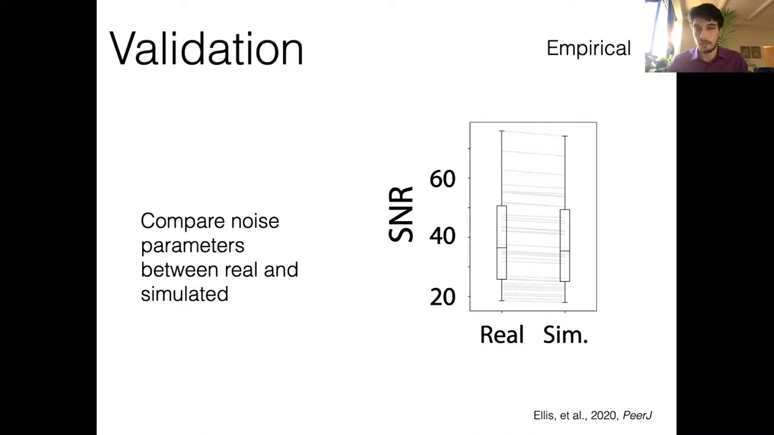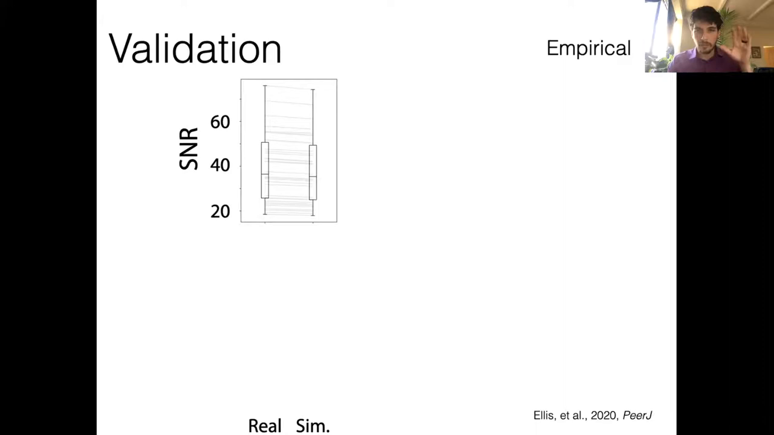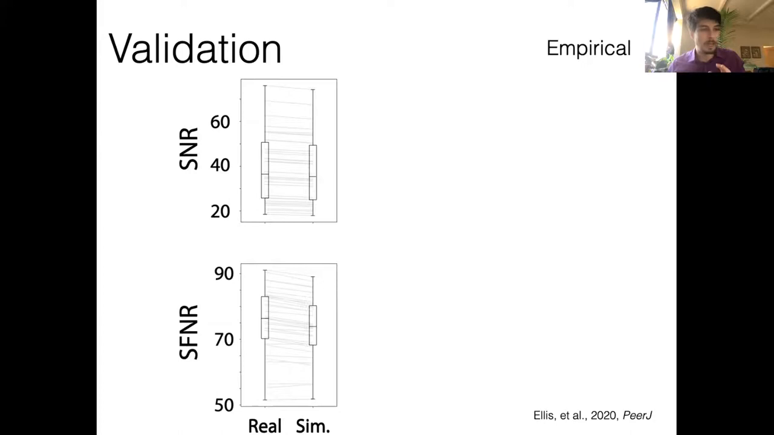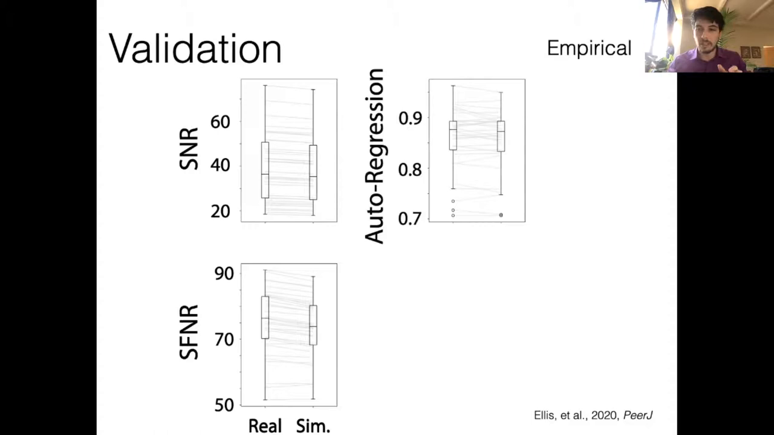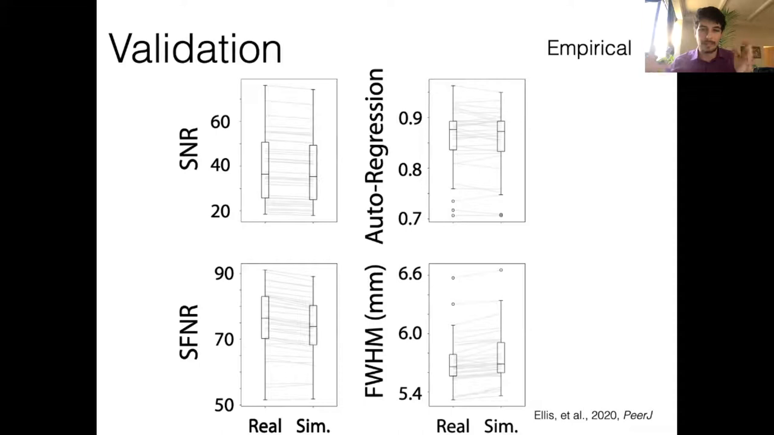But we didn't just test it in terms of SNR, we actually tested on four different metrics. So here's the SNR results, the tSFNR, another metric of signal to noise ratio, but now in time. You see a similar decrease from real to simulated, but again, it's mostly flat. Again, the percent change is pretty small. Here is autoregression, kind of like how rapidly the signal is changing. Here you don't see a bias such that it's always decreasing or always increasing, it's a little bit more mixed. But again, the percentage change between the real and simulated data is on average very low. And then finally, full width half max, which is like the smoothness of the data, that's also relatively within bounds.